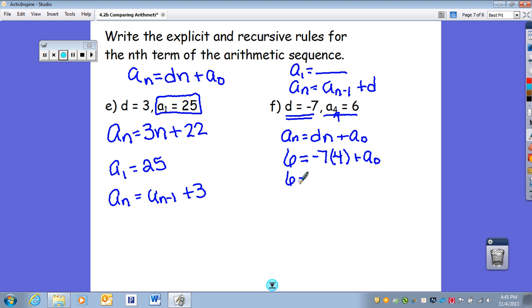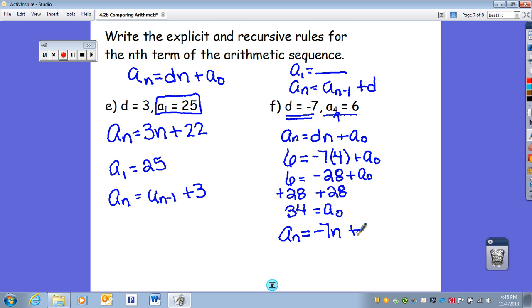So 6 is equal to negative 28 plus a sub 0. So I'm going to add 28 to both sides. And so I have 34 is equal to my a sub 0. That's going to allow me to write my explicit rule. So I have a sub n, which I don't know yet, equals the difference, that was given to me as negative 7, times the term n, plus 34.